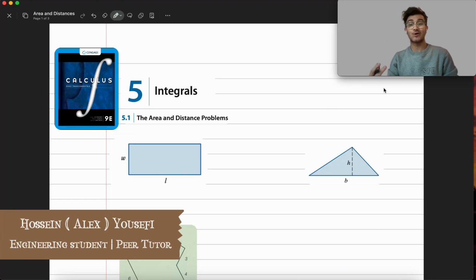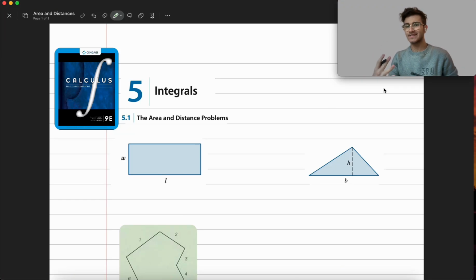In this chapter, I'm going to talk about integration and integrals. But before we get into the concept of integration itself, we have to understand a very fundamental concept, which is the concept of areas and distances.